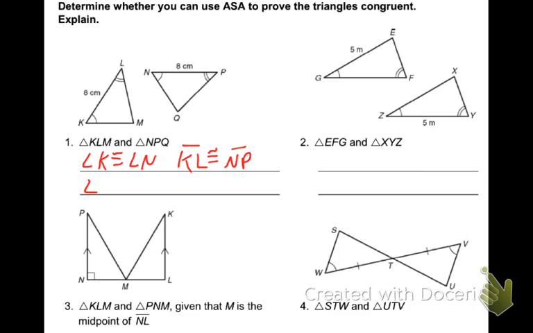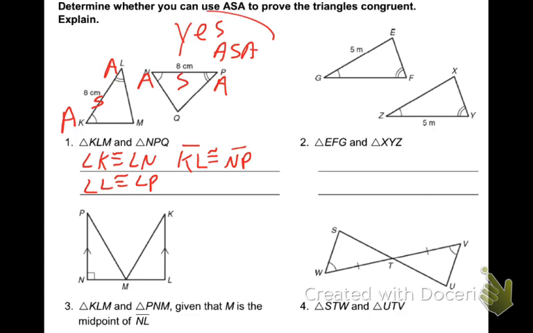Lastly, what else do I know here? L and P are congruent. So angle L is congruent to angle P. I have an angle, a side, and an angle. Does everybody agree? Yes. Is this an example of angle, side, angle? Yes. I would say these are congruent based on angle, side, angle. Nice job. You just put ASA, it's fine.